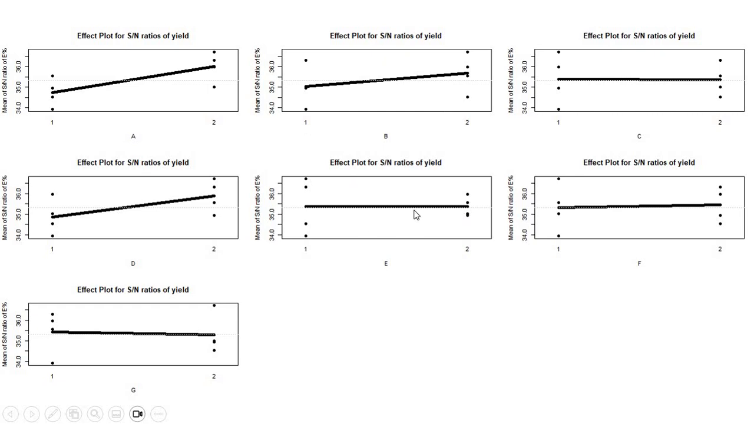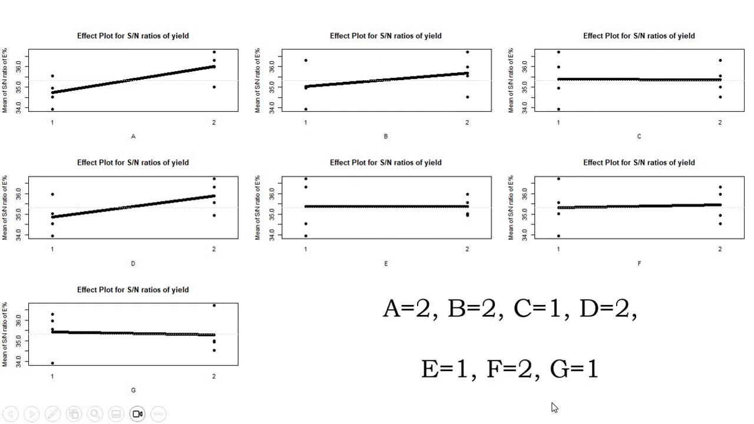Okay, so this is the optimized condition. For A it is level 2, for B it is also level 2, for C it is upward towards 1, so level 1. Factor D, it is level 2 because in factor D it is going towards 2. So this is the optimized setting.